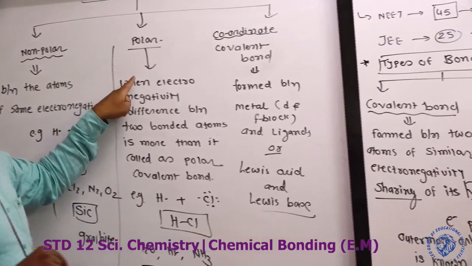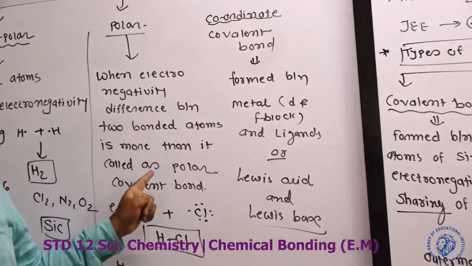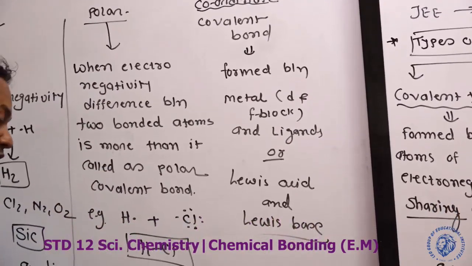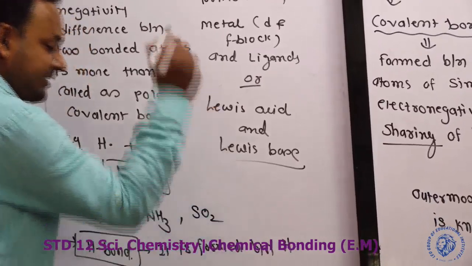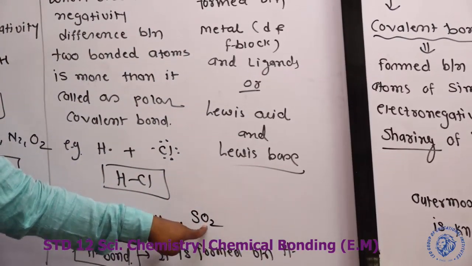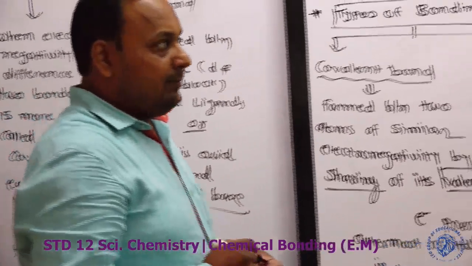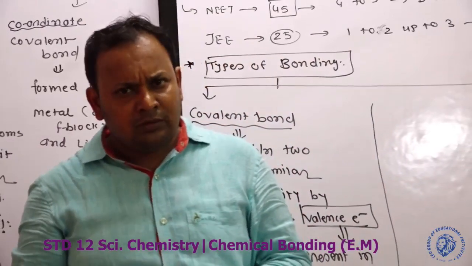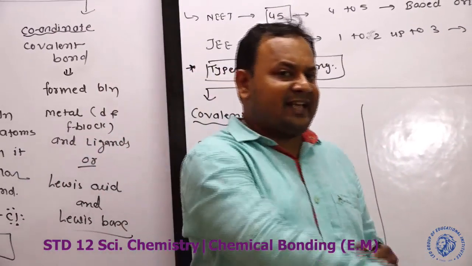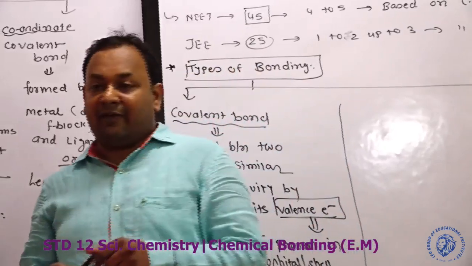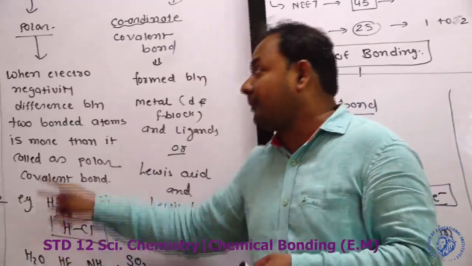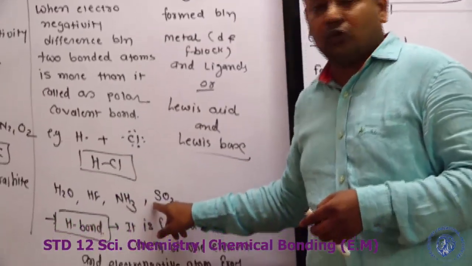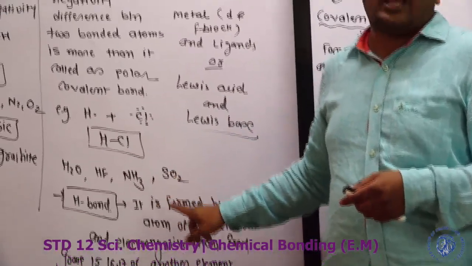Polar covalent bond is formed between atoms of 2 different electronegativities, then it's called polar covalent. Example HCl, H2O, HF, NH3. SO2 is also an example of polar covalent. Students, all Indians are Gujarati, is it true? No, right? But all Gujaratis are Indian? Yes. So likewise, all hydrogen bonded compounds are polar, but all polar compounds are not hydrogen bonded. Example SO2. SO2 is polar but not hydrogen bonded.